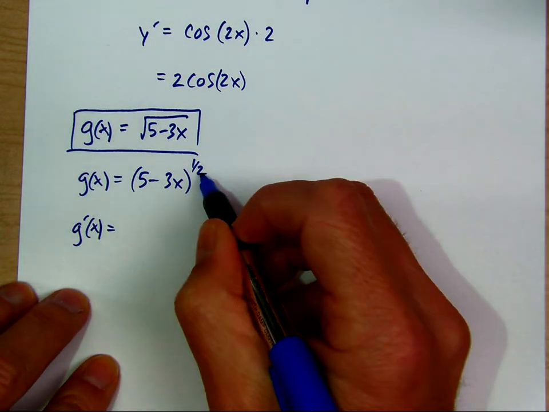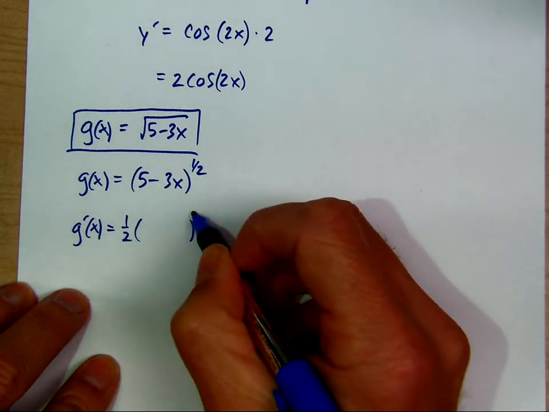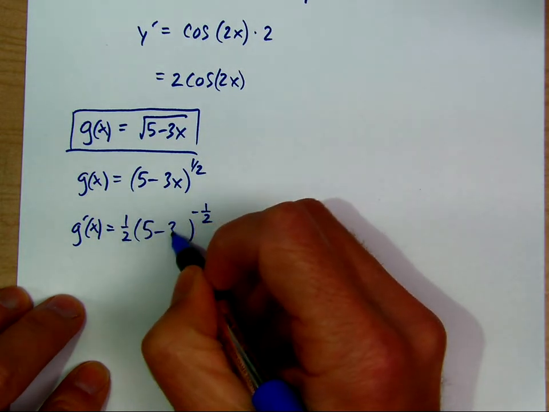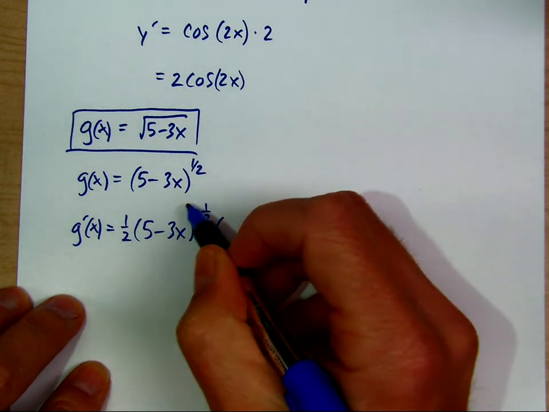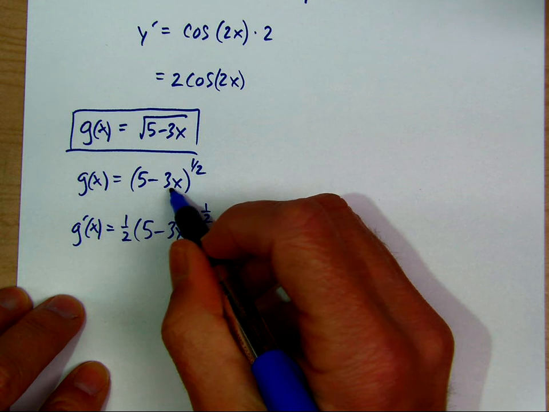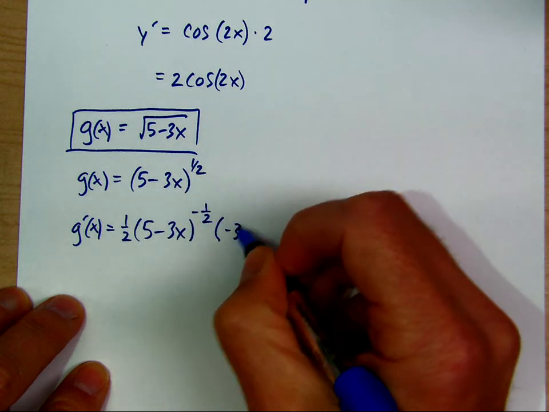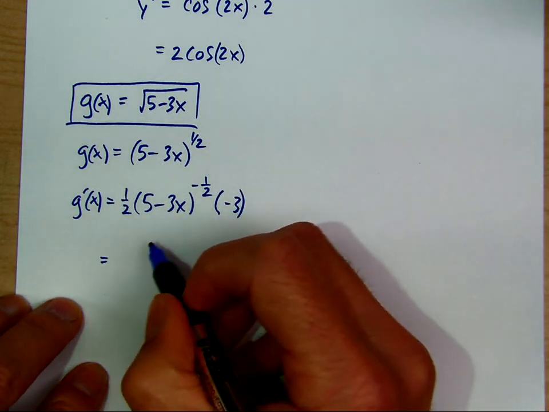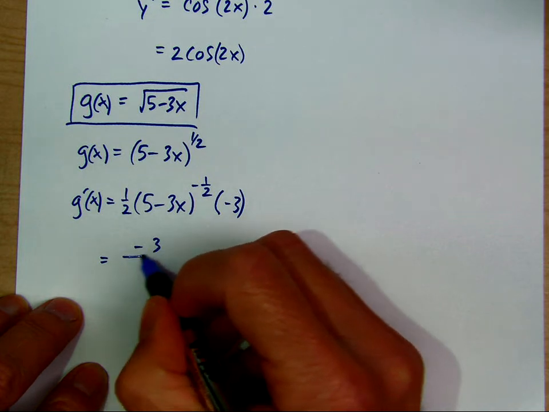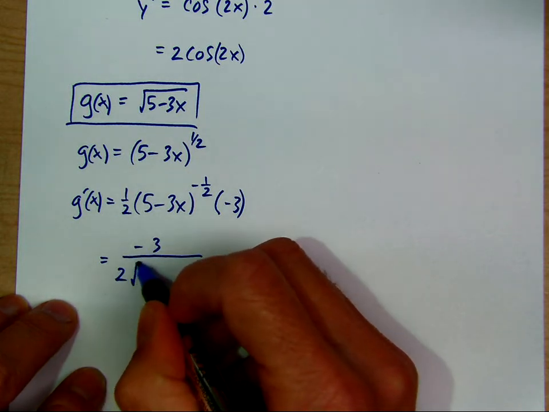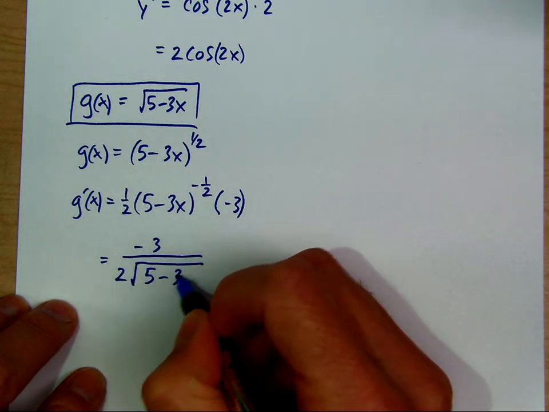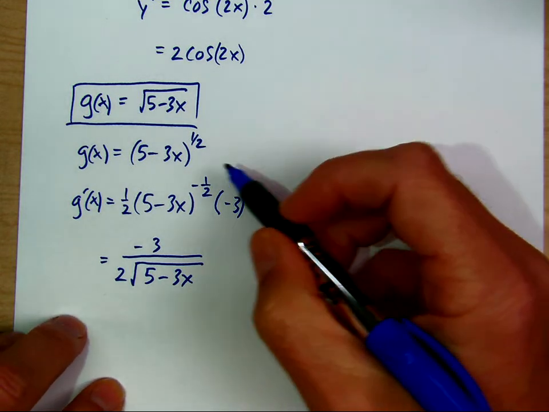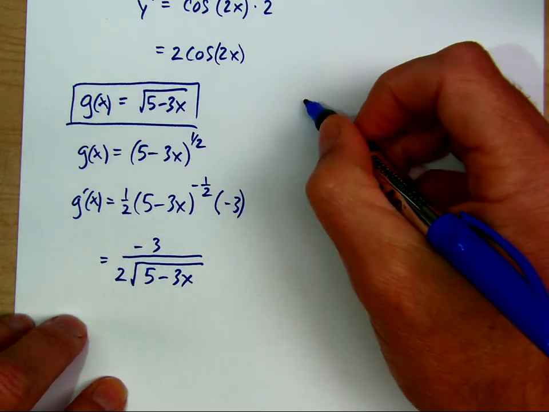we do the derivative of the outside, leaving the inside the same, times the derivative of the inside. The derivative of 5 is 0, and the derivative of negative 3x is negative 3. So now we have negative 3 over 2 radical 5 minus 3x, because we have a negative exponent, so we put that in the denominator.